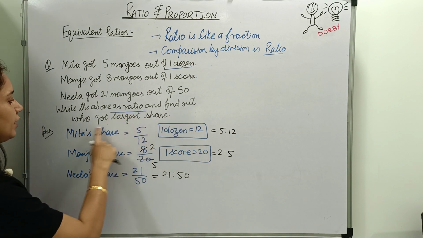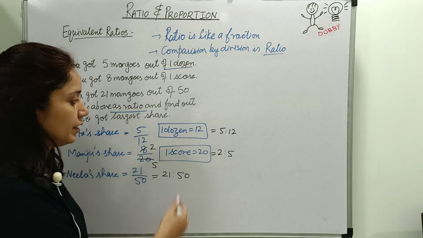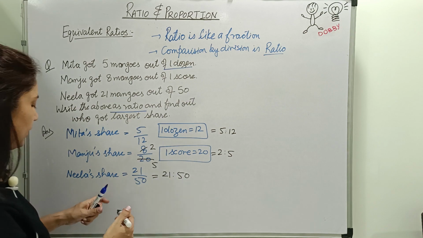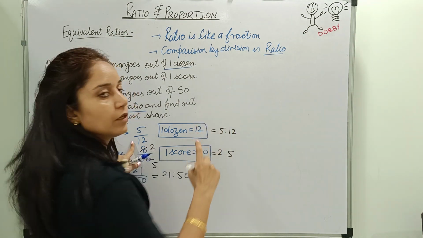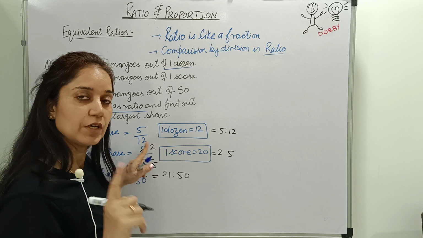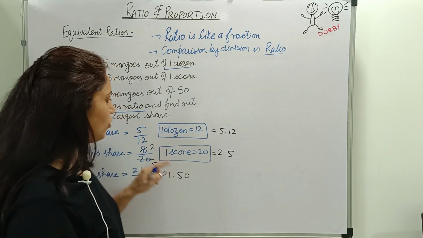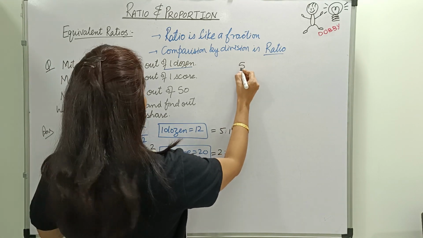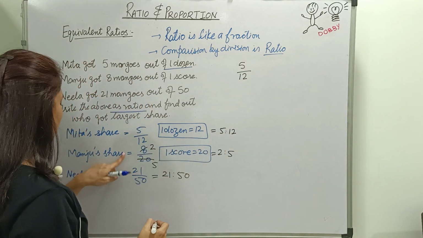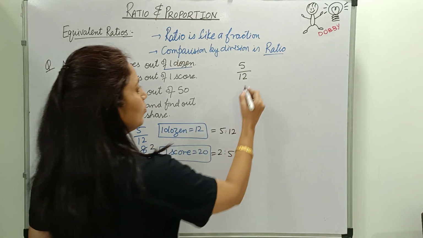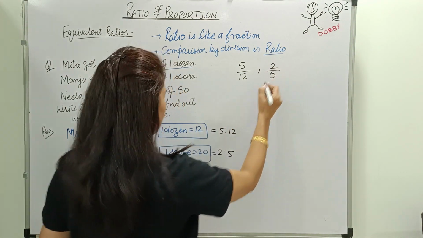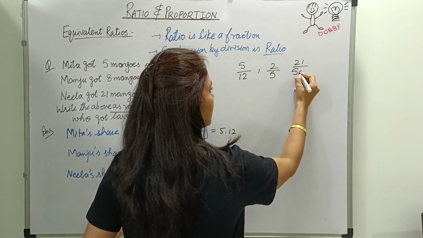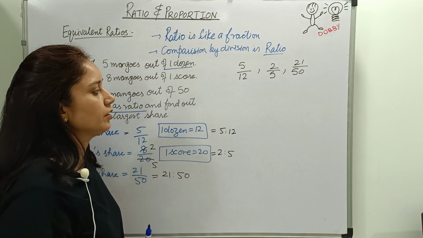Now the second part: find out who got the largest ratio. That means all three ratios we have to compare. All three ratios I am writing this side. While comparing, the first step is to write them in fraction form. Meeta 5 upon 12, Manju 2 upon 5, and Neela's share is 21 upon 50.